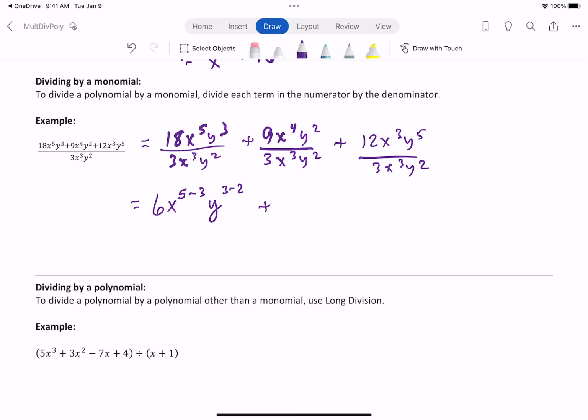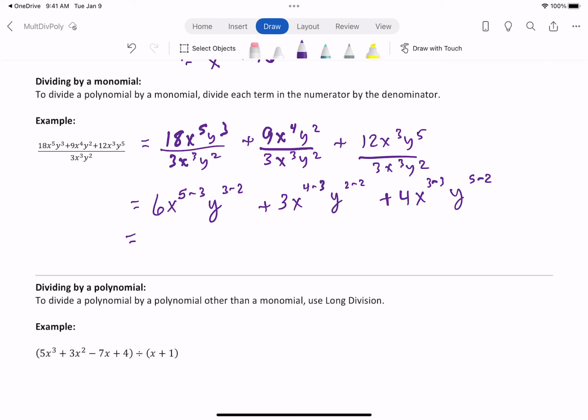For the second term, 9 divided by 3 is 3. For the x variable, we'll subtract 4 minus 3. And for the y variable, subtract 2 minus 2. Then for the last term, 12 divided by 3 is 4. We have the x variable, we're going to subtract the exponents 3 minus 3. And the y variable, subtract the exponents 5 minus 2.